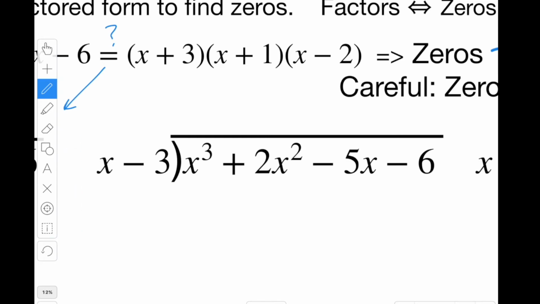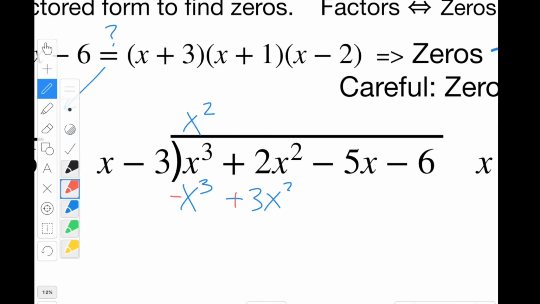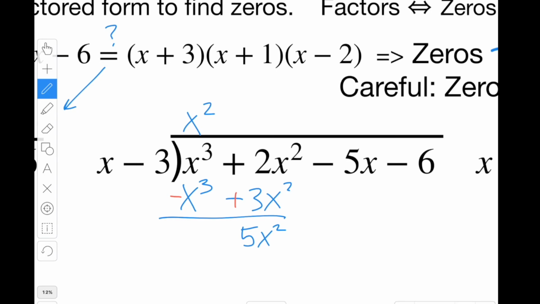And you've got x squared, because x goes into x cubed x squared times, or x squared times x is x cubed. And then you multiply. X squared times x is x cubed, x squared times minus 3 is minus 3x squared. Now I'm going to change both signs. And then when we add these two together, we get nothing for the x cubed term, and then we get 5x squared here. Bring down the minus 5x.